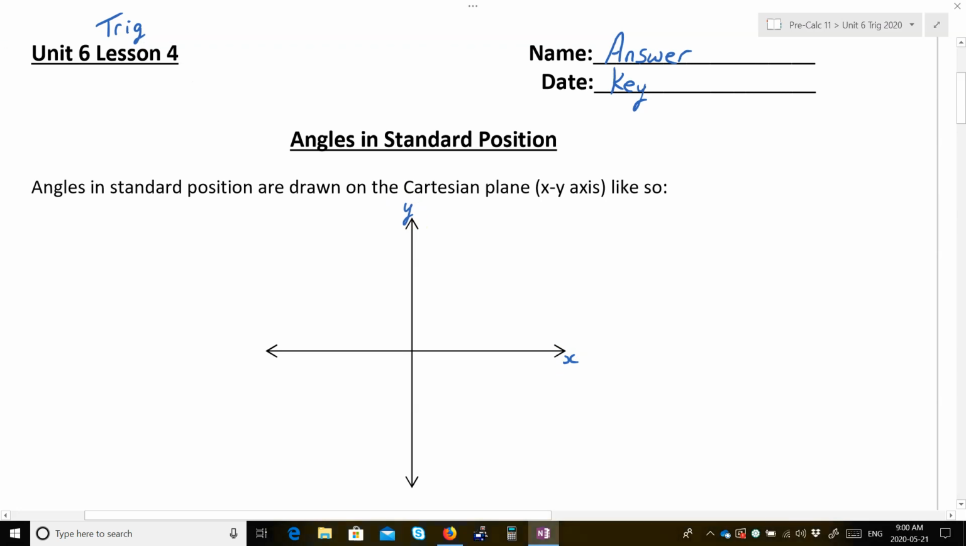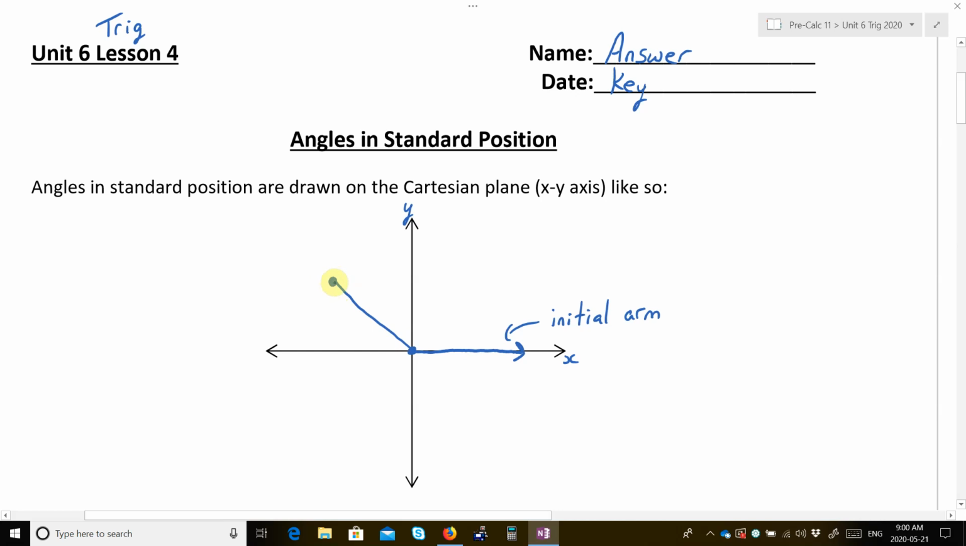Okay, and so an example of an angle on the Cartesian plane would look like this. The angle always starts from the positive x-axis. This is what we call the initial arm. Okay, and then we sort of go around in a circle, either clockwise or counterclockwise. The positive angles go in a counterclockwise fashion like this. That's just the convention.